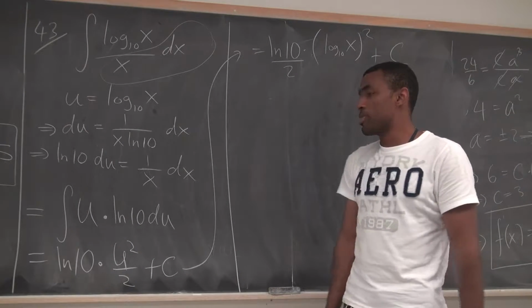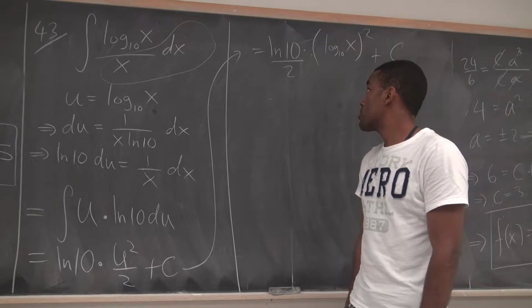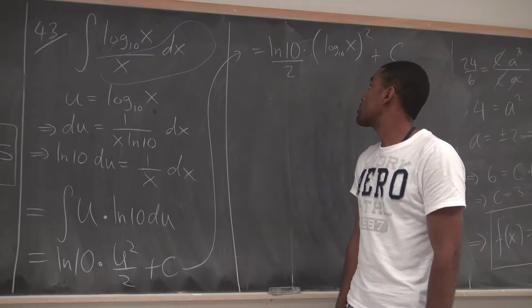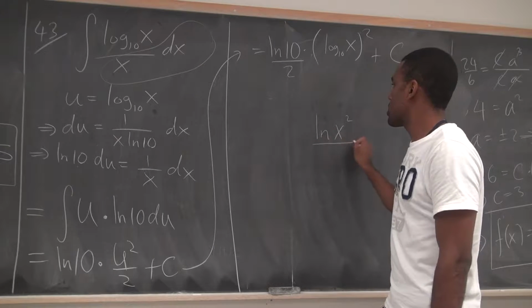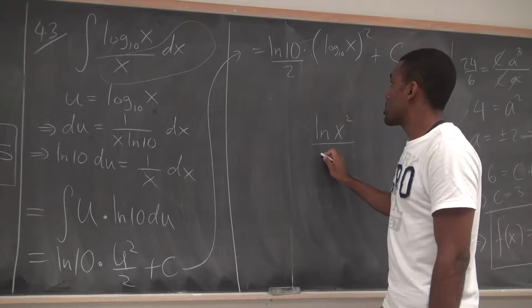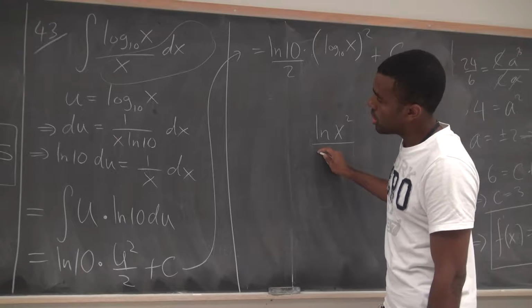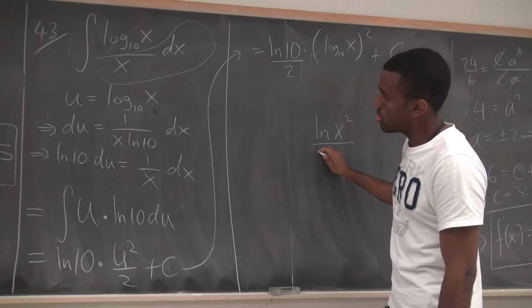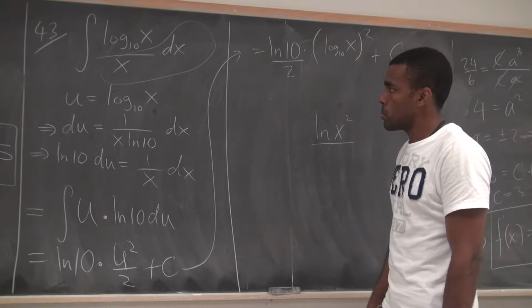What does the book say? Oh, I got ln x squared over 2 ln 10. You got ln x squared. You don't multiply by ln 10, you divide by ln 10. They just rewrote it. They changed the base, so they changed it to ln x over ln 10, and they pulled out the ln 10 because it's a constant.